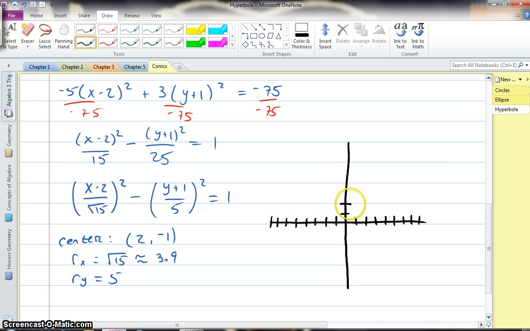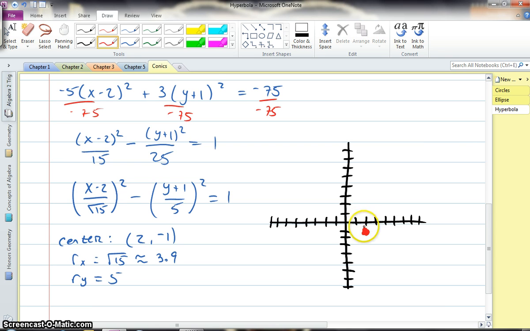Set up your coordinate plane. Now, the first thing we're going to do is plot our center, which is 2, negative 1. And then we're going to apply our radii.